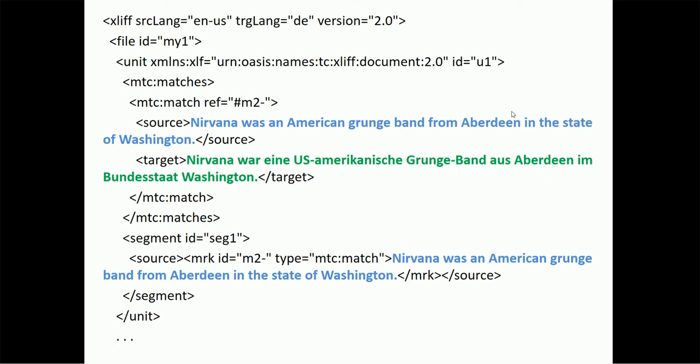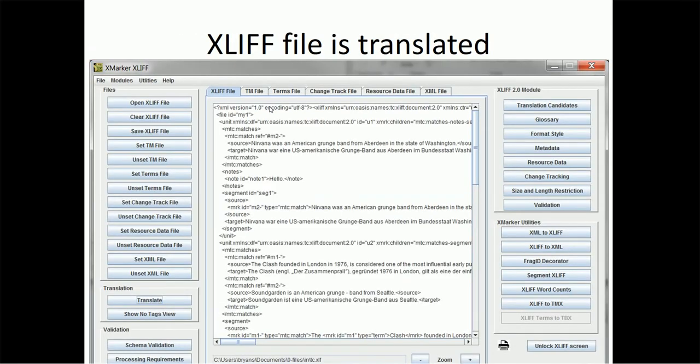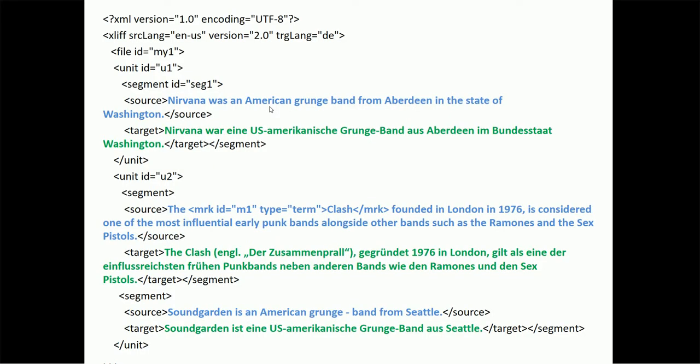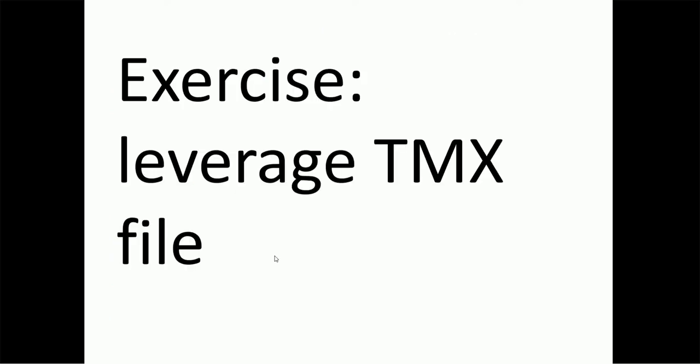It will then interject the source and target into the XLIFF file in the MTC match namespace. So these are not yet translations. The XLIFF source is here, but the translation memory source is here. Then it's up to a human being to decide if this translation from translation memory is suitable for this English source. If so, you'll accept the translation. And then we end up with the actual translation memory injected into the unit. Then we convert the XLIFF back into DITA, and we see that we now have a German DITA topic.